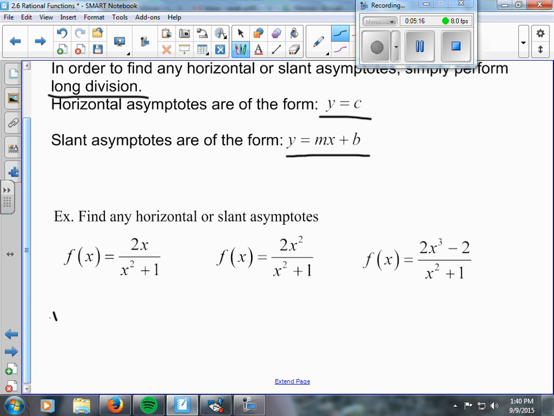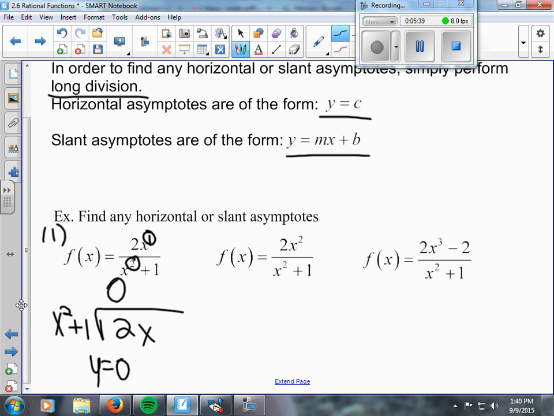So you take your denominator and divide it into your numerator. In this first example, which I'll call number 1, the denominator is bigger than the numerator, right? The degree on the bottom is 2, the degree on the top is 1. That goes 0 times, and then I would have a remainder, but it goes 0 times. This has a horizontal asymptote at y equals 0, because it went 0 times.